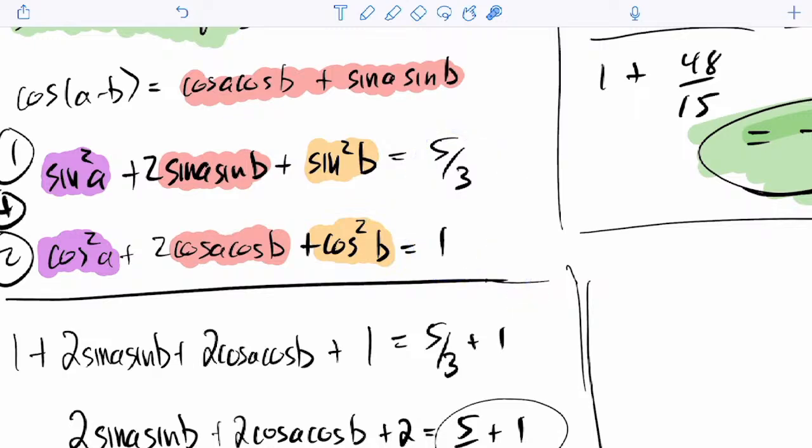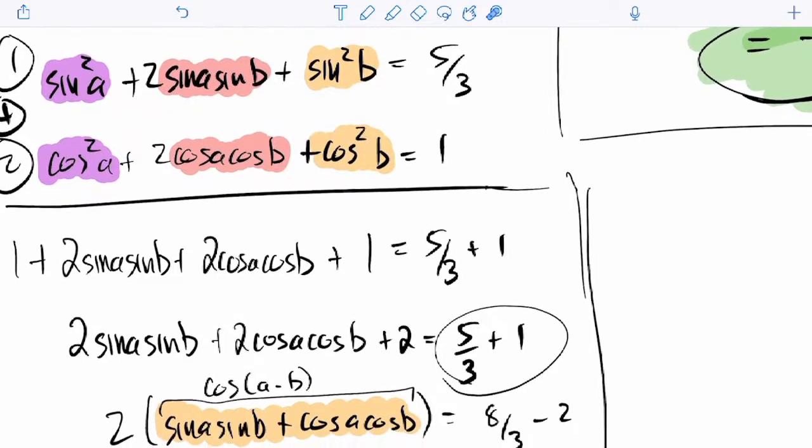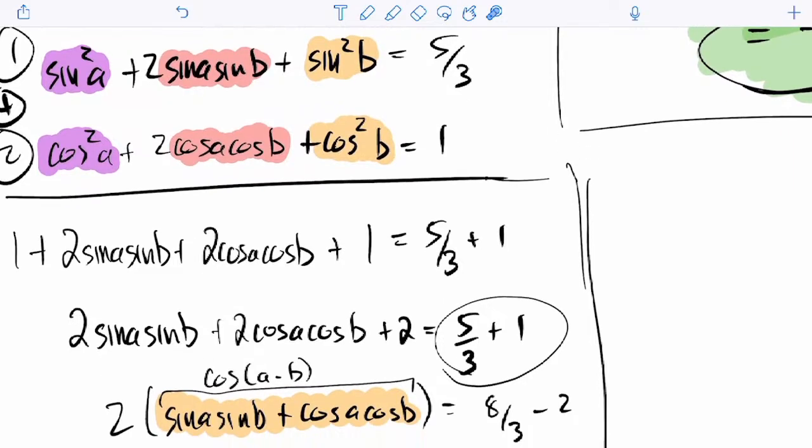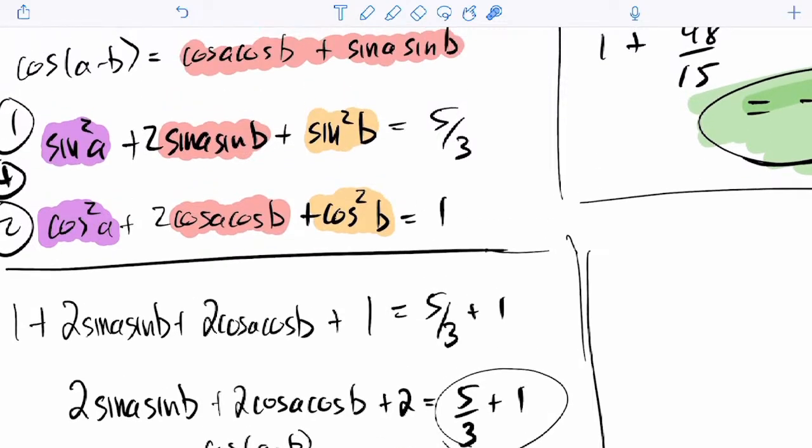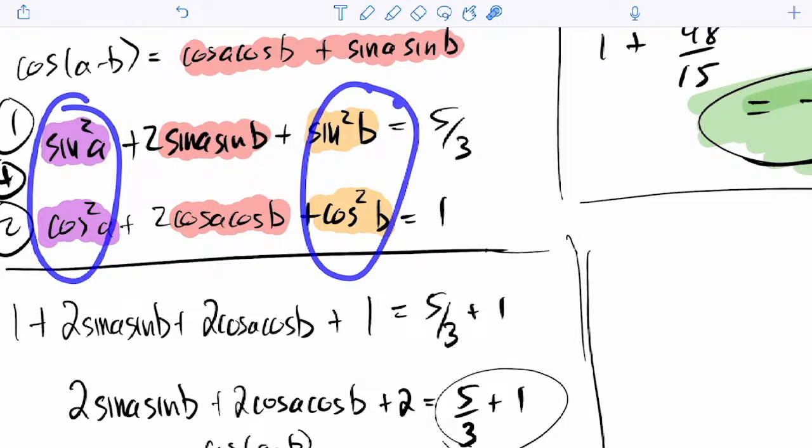your 5/3 plus 1. So by adding the equations, you now generate your cos of a minus b formula. And then once I did that, it was just a matter of isolating for the cos of a minus b, which is kind of what we did with your solution. The algebra was a little cleaner, because you can do your Pythagorean trig identity, both these equaling 1 right away.